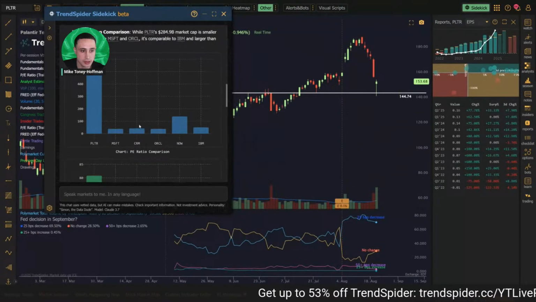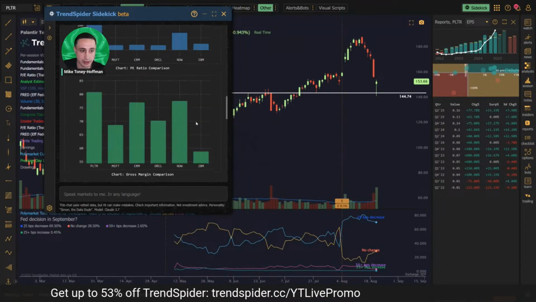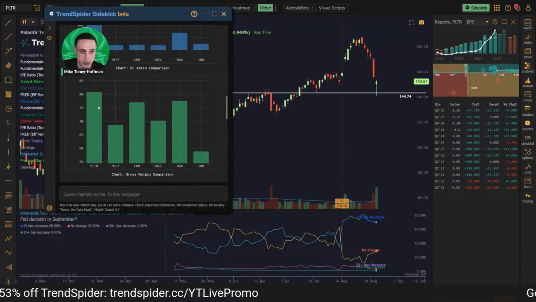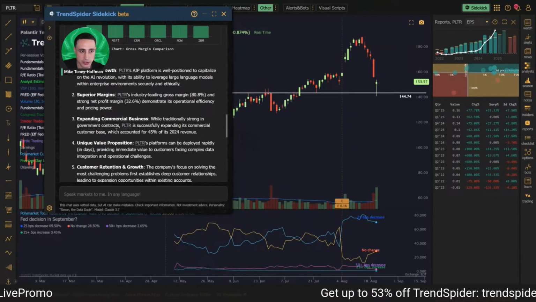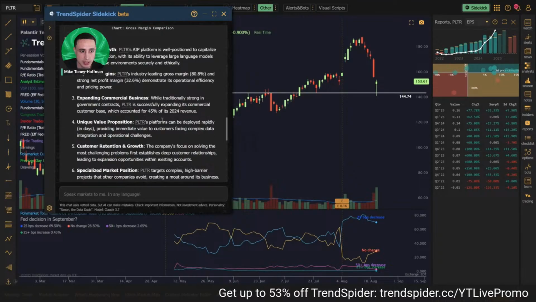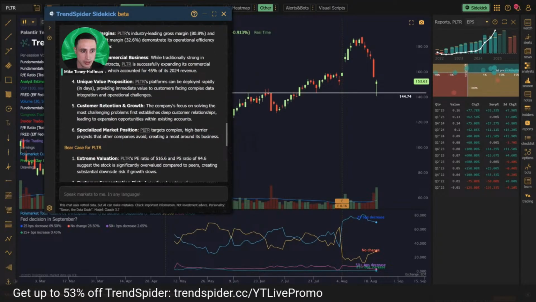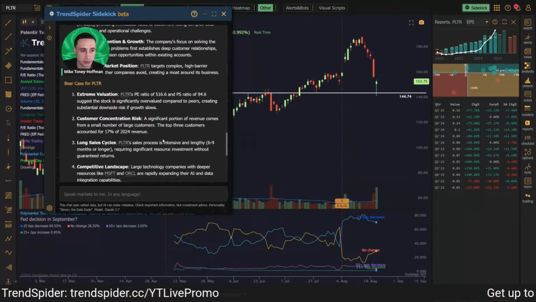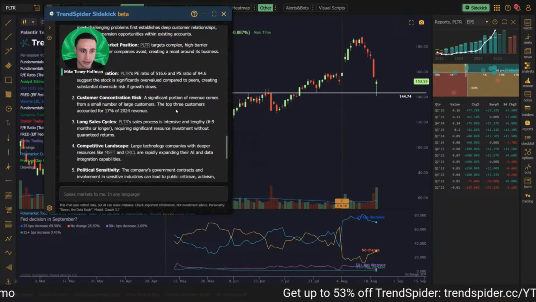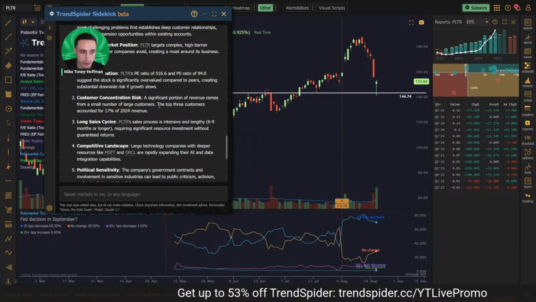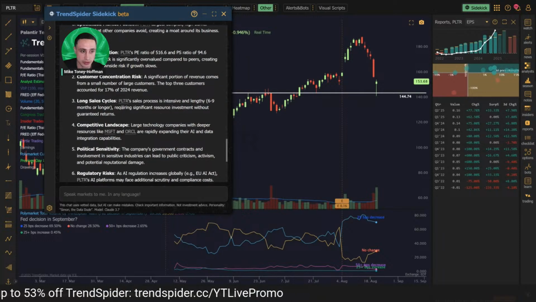Let's see here. P ratio comparison. This is a kind of a funny chart. Palantir's P ratio is just insane compared to all the other ones. But so is the gross margin. So is the revenue growth. They're expanding their commercial business, which accounts for 45% of its 2024 revenue. Bear case for Palantir is extreme valuation, obviously, and customer concentration risk. A lot of its revenue comes from a small number of large customers, which is interesting.